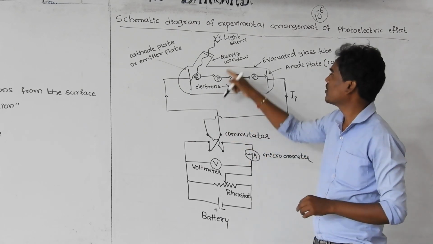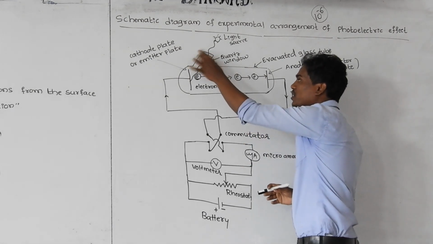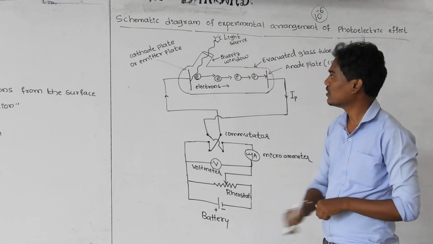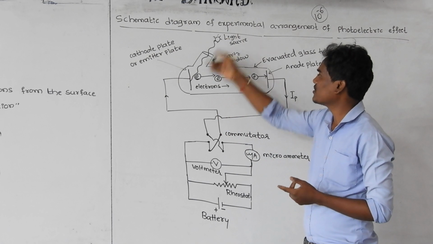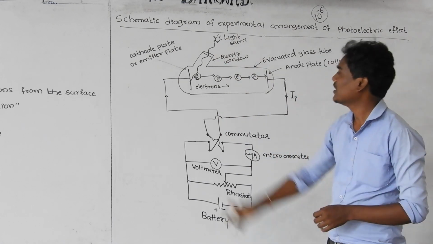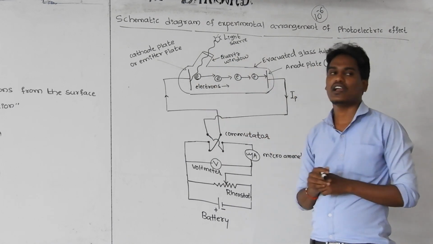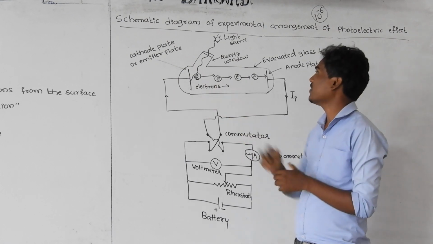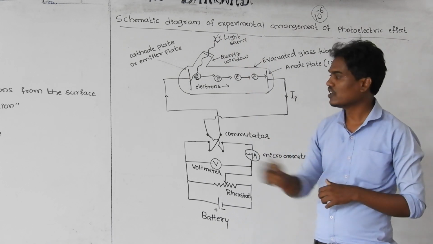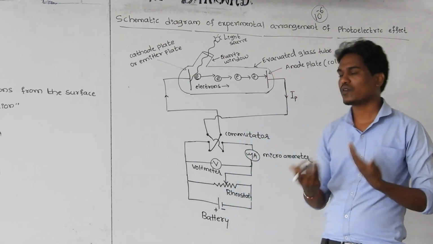And this one is the quartz window. We should not close this window completely because our intention is to let the light enter inside the tube. If it is completely black, there is no entering of radiation inside the tube, and if the radiation is not entering the tube, there is no emission of electrons from the surface of the emitter plate. This is a light source, for example the sun, which gives UV radiation with high frequency. You can get UV radiations from the sun also.